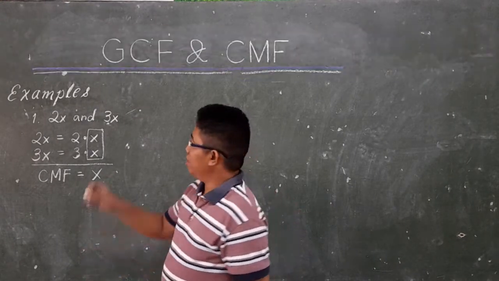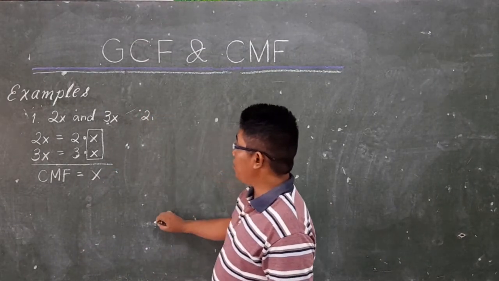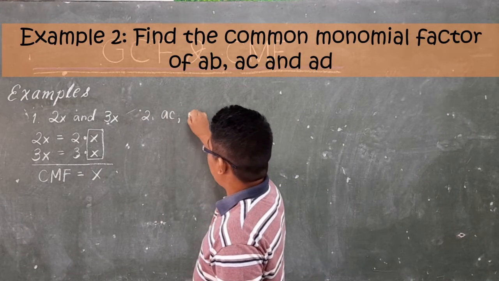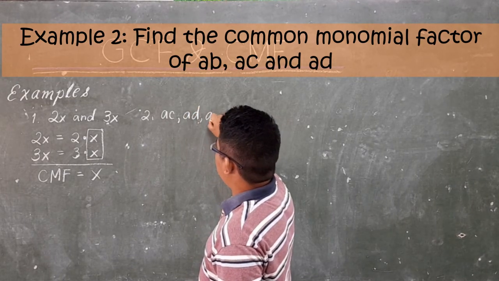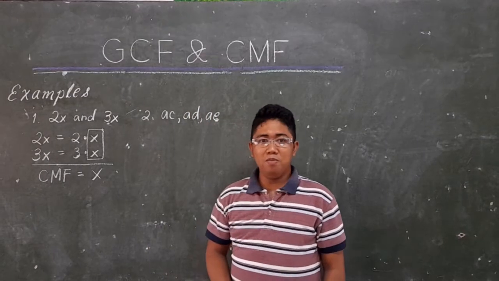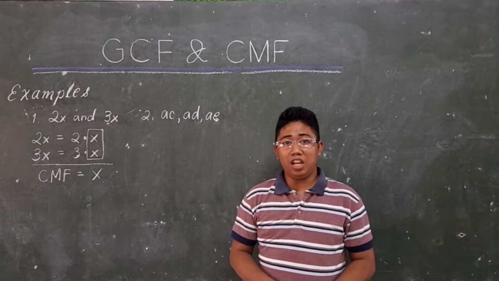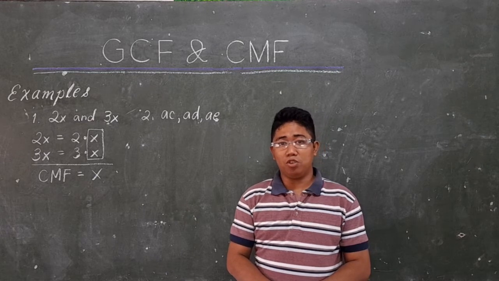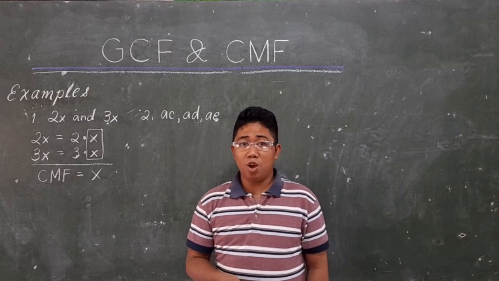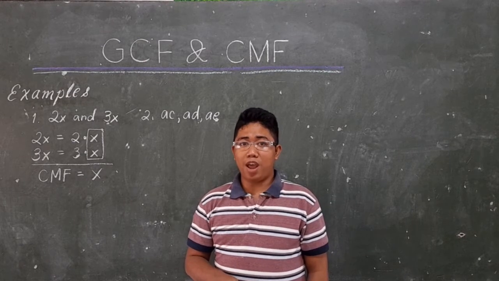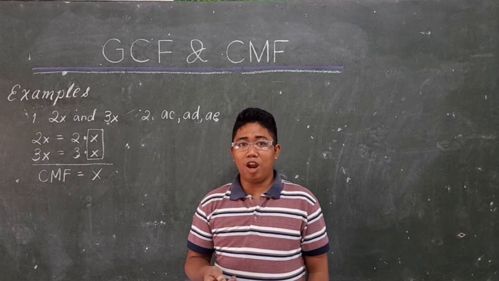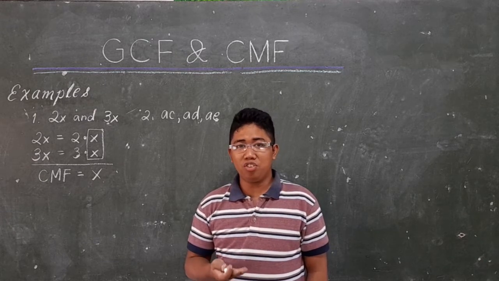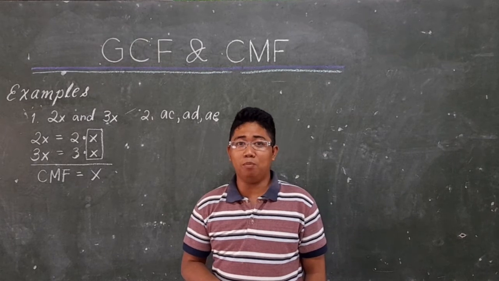Another example, for number 2. We are looking for the common monomial factor of AC, AD, and AE. So we are looking for the common monomial factor of 3 monomials. It is very easy to do, very easy to identify. You should not express them in factor form. Instead, we just double check what is common among these 3 monomials. So what do you think? What is the common among these 3 monomials?